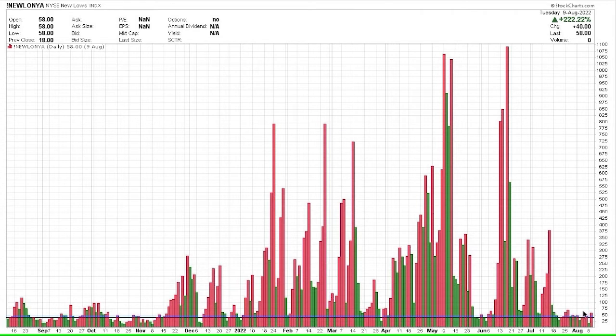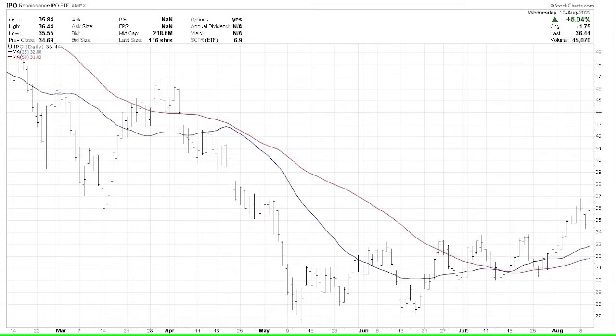But what this is basically saying is that the sellers are starting to dry up. And the real next thing that's most important: are the buyers going to come in? And it looks like they are. Here's a growth fund called the IPO Renaissance Fund. This is stocks that have gone public recently. You can see it breaking out.